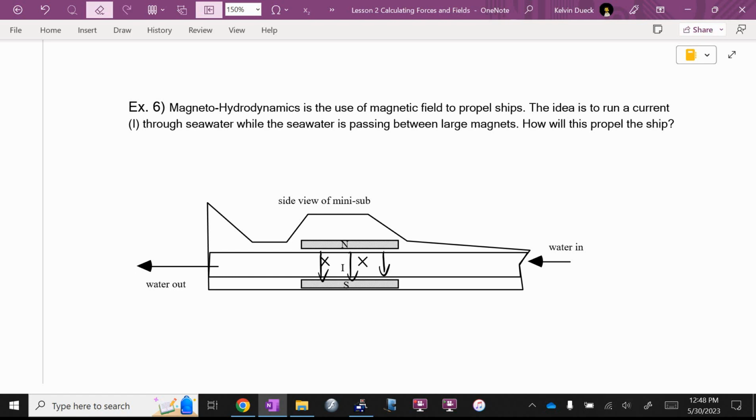Okay, seawater is conductive. So everybody, if you point your thumbs into the page, and which way is the magnetic field? What direction will the charged seawater molecules feel a force? Out the back like a jet engine. It's an engine with no moving parts. And because the seawater, those are the charged particles, they will go squirting out the back. It will be very quiet.